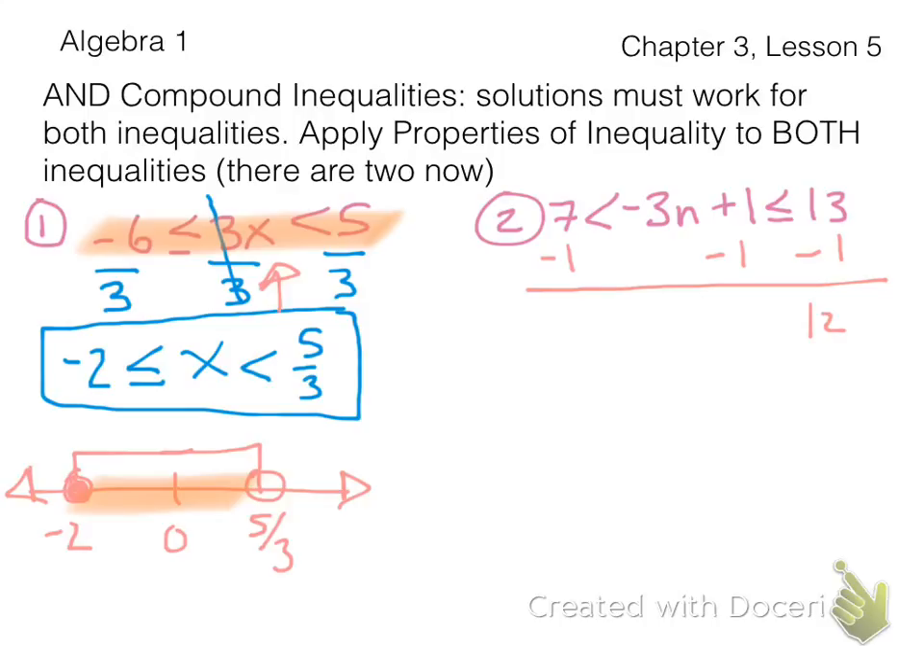13 minus 1 is 12, which is greater than or equal to negative 3n, which is greater than 6, because 7 minus 1 is 6. So then, obviously, I need to divide by a negative 3, and you're probably going, Miss Deach, does that mean I need to flip the direction of the inequalities? Yes, it does. So now that I have divided by a negative number, I actually need to flip.